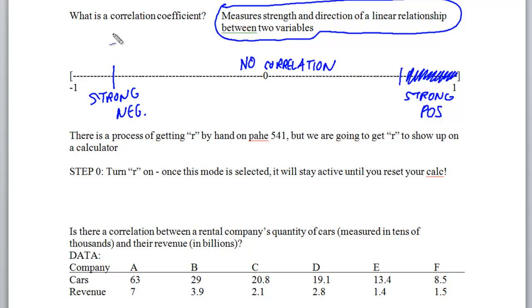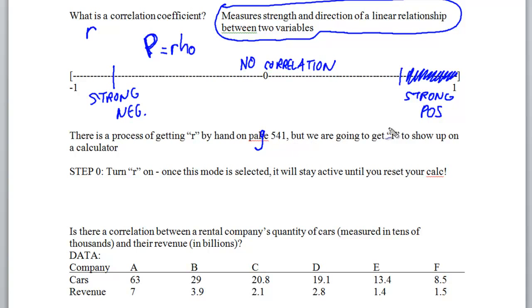So, the correlation coefficient is given with the letter R. We're going to find this on our graphing calculator, and it is also given with what looks like a P here. I'm kind of trying to make it look like the Greek letter rho, spelled R-H-O, which is also used for the correlation coefficient. Now, there's a process of getting R by hand on page 541. But we're going to get R to show up on the calculator.